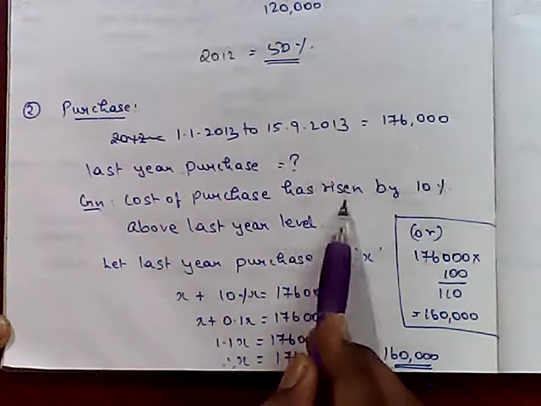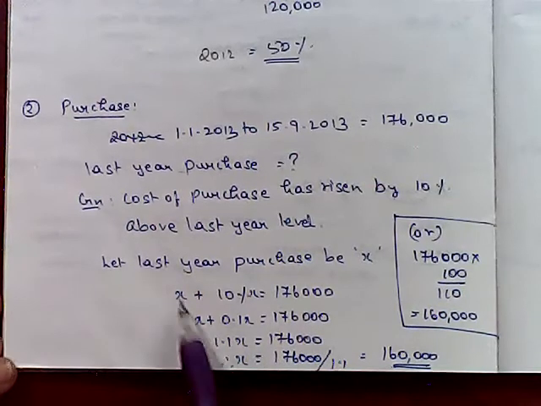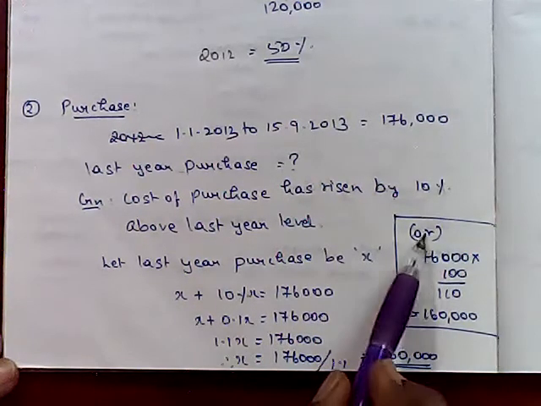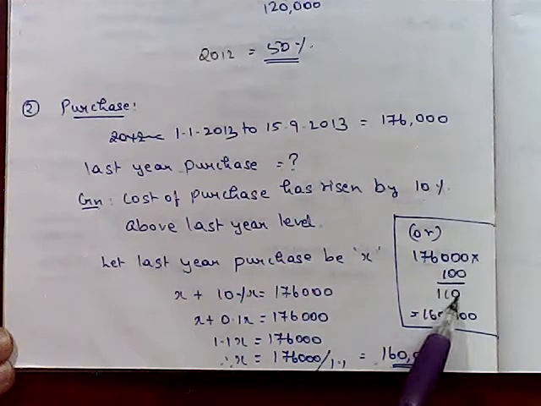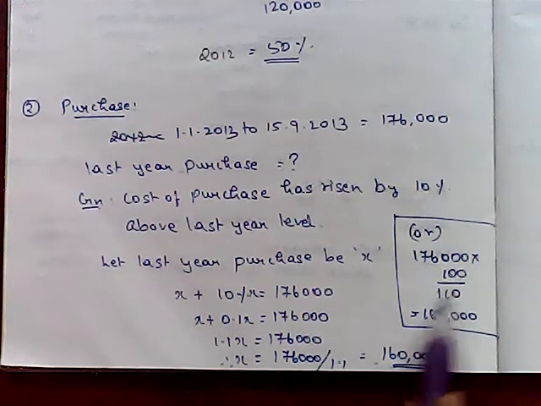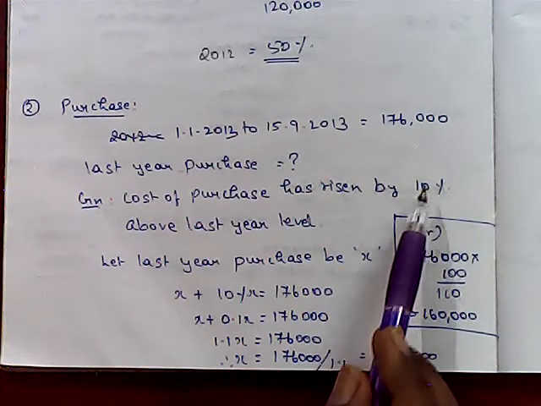Because it has risen. If it has fallen down, we will just do minus, that's all. So just solve this, you will get X plus 0.1 X is equal to 1,76,000. So X is equal to 1,60,000. You can use this method also, or a simple formula is 1,76,000 into 100 divided by 110. You just have to reciprocate it. 100 divided by 110. 110 is nothing but 100 plus 10. 10 is your increase in cost of purchase.